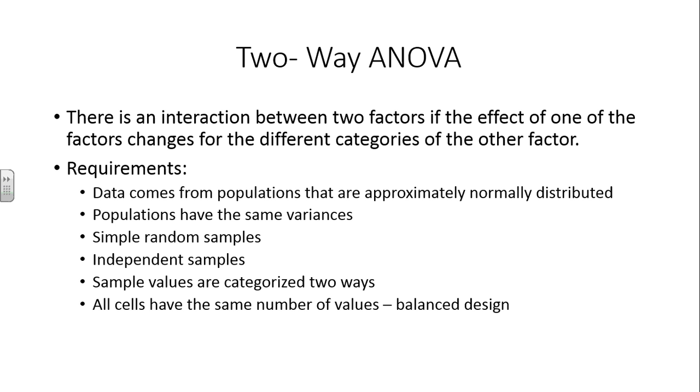If we have 5 pieces of data for one group, we have to have 5 pieces of data for every group. There are other types of two-way ANOVAs known as unbalanced design, but we're only considering the balanced design right now.